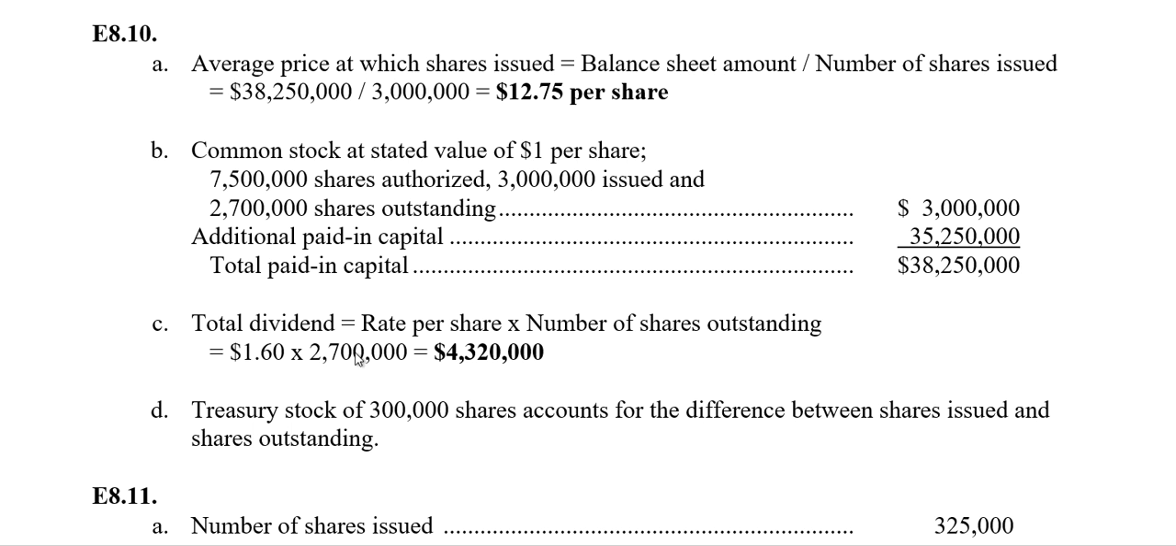And notice that when we pay total dividends, we don't use those shares that are in treasury because we don't want to pay ourselves cash dividends. Okay, so the difference is treasury stock, guys, and that's the difference between issued and outstanding.